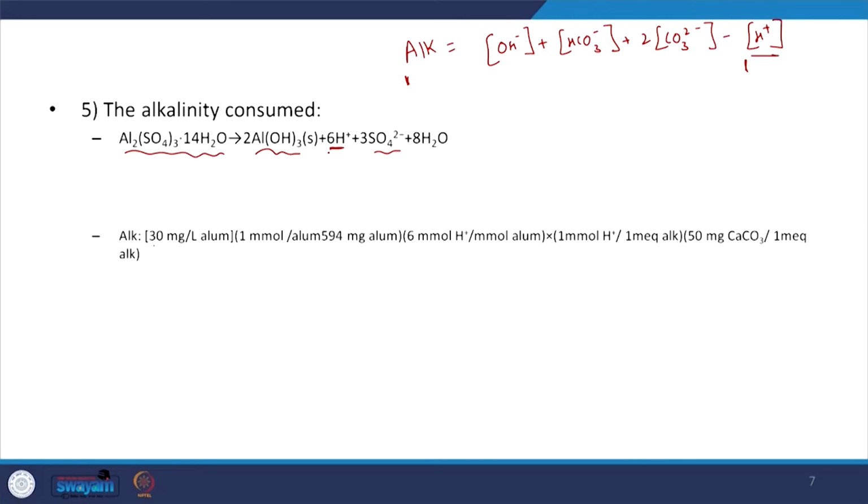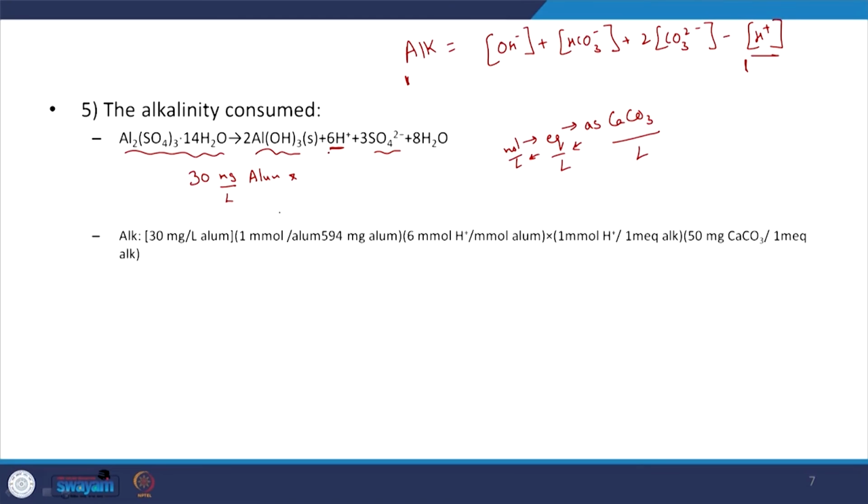So, we have 30 milligram per liter as alum, and I want it to be converted into equivalents as CaCO3. The answer was asked in terms of as CaCO3 per liter. Before that, I need to get it in terms of equivalents per liter. Before that, I need to get it in terms of moles per liter.